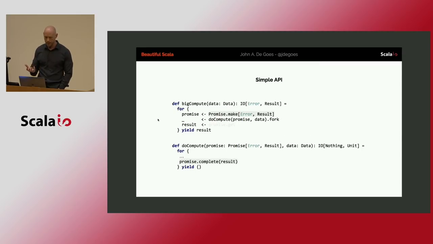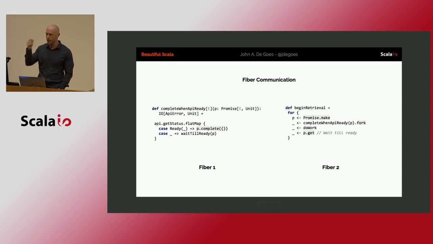We can make a promise, and then we can hand that promise off to some other computation. And we ourselves can call promise get. It's a little unclear, but it's right there. We can call promise get, and then some other code can complete the promise. Very similar to the promise in Scala. And this allows us to communicate between fibers and to do fiber-to-fiber signaling. We can solve all sorts of problems in a lockless fashion using this construct called promise.